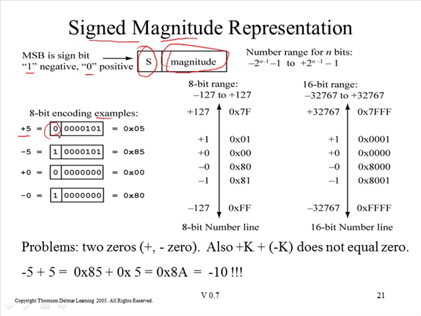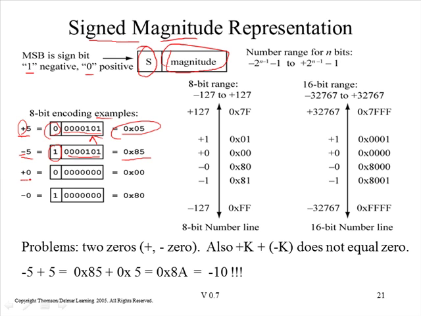The sign bit will be a 0 because we have a positive number. The magnitude will simply be a 5. As an 8-bit number, it's simply 05. For a negative 5, the sign bit's going to be a 1 because the sign's a negative. The magnitude will be the same as its positive counterpart. So as 8 bits, a minus 5 is going to be an 85.